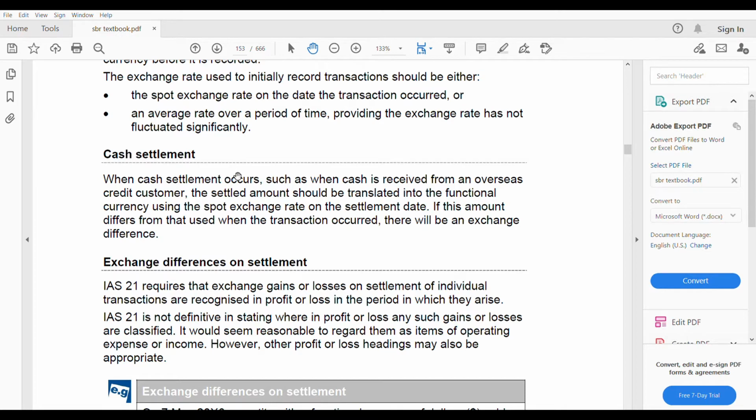When cash settlement occurs, such as when cash is received from an overseas credit customer, the settled amount should be translated into the functional currency using the spot exchange rate on the settlement date. Whenever you receive money from your foreign customer, you have to translate that into functional currency using the exchange rate on that settlement date. So the cash you are receiving or paying needs to be translated into functional currency. If this amount differs from that used when the transaction occurred, there will be an exchange difference.